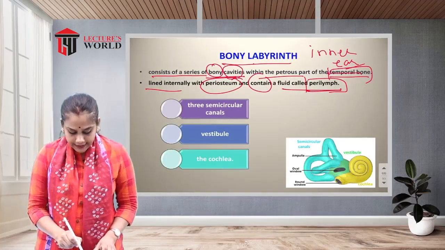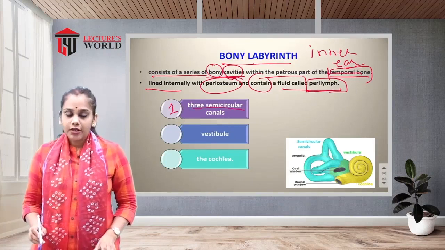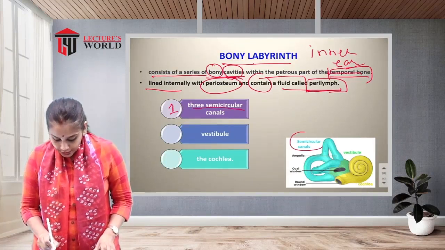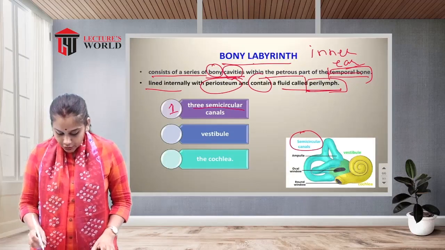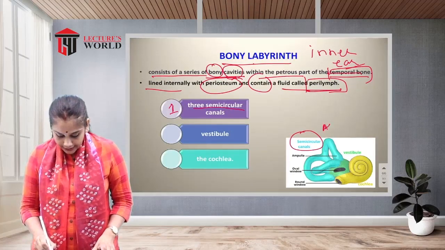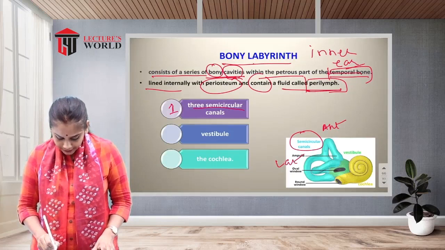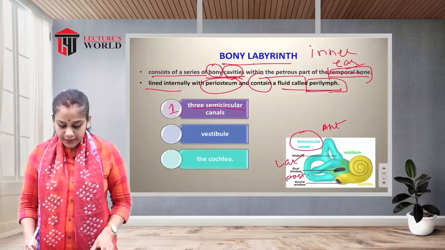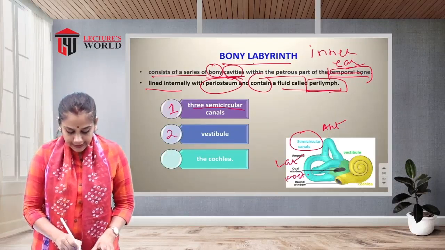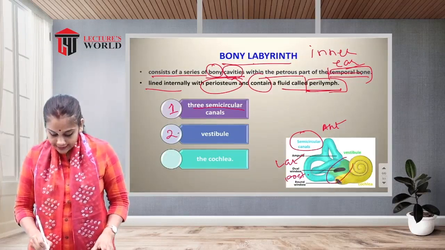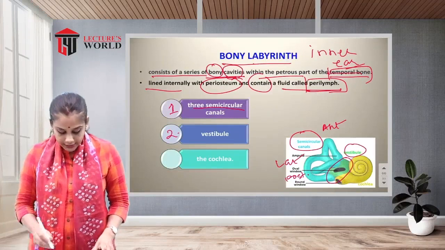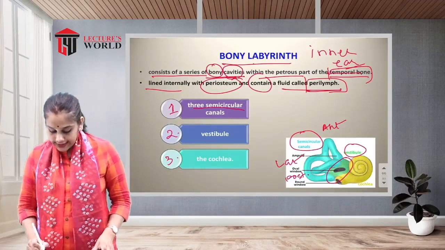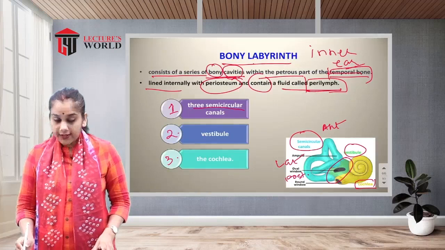It contains three major portions. Three semicircular canals, you can see these in blue color: anterior, lateral and posterior. Second one, that is the vestibule, you can see this is the vestibule in green color. Third one, that is the cochlea, you can see this is the cochlea in yellow color.